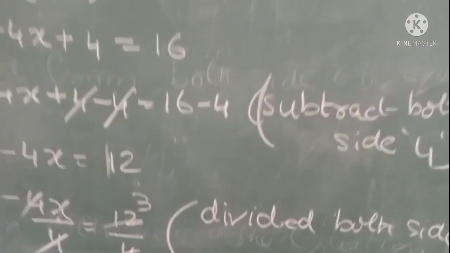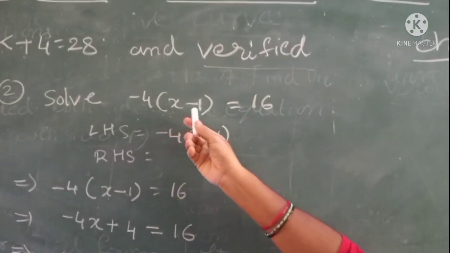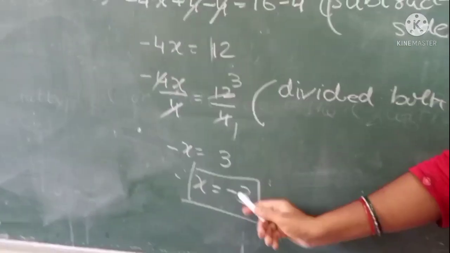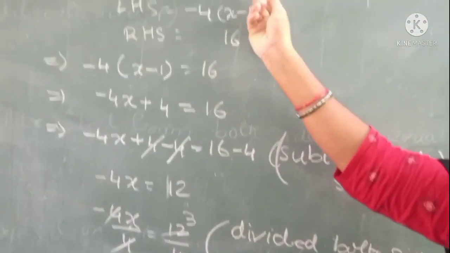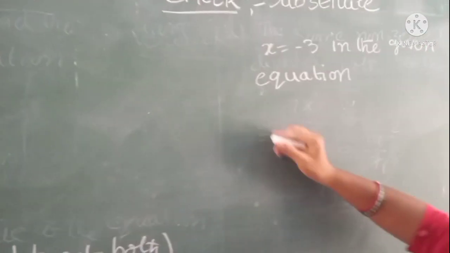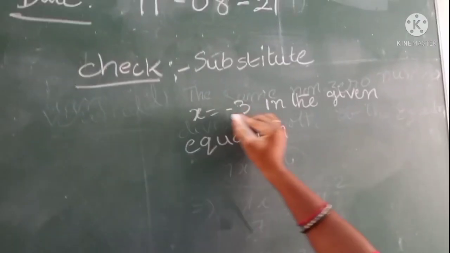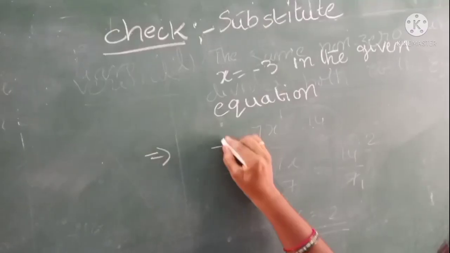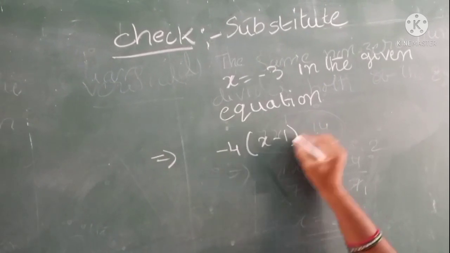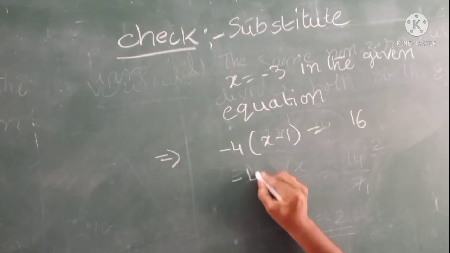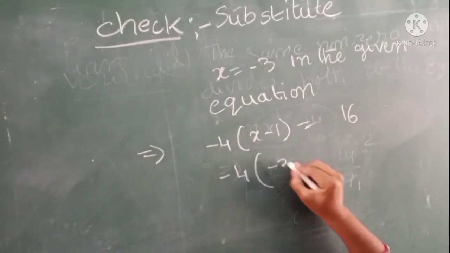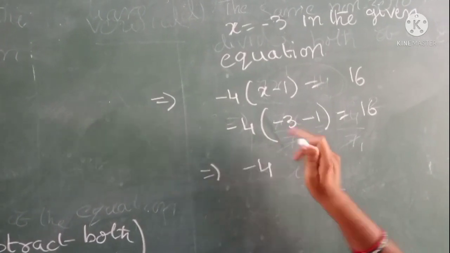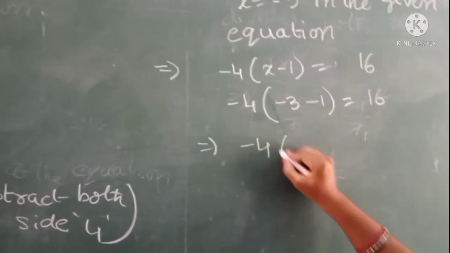Now children, solve minus 4 into x minus 1 equals 16. We solved it and got x equal to minus 3. Check whether minus 3 is the solution of the given equation. We can verify it. Substitute x equal to minus 3 in the given equation, minus 4 into x minus 1 equals 16. Minus 4, x value is minus 3, minus 1 equals 16. Minus 4, minus 3 minus 1.